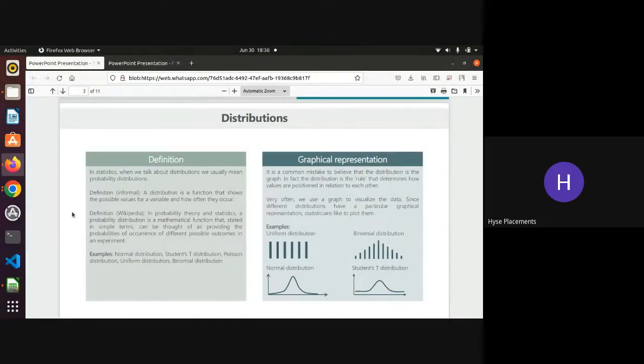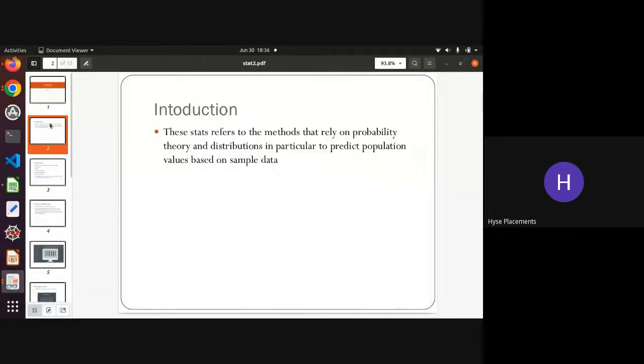Okay. So the next topic we are going to enter is called inferential statistics. So what do you mean by inferential statistics? Let us see. These stats refer to the methods that rely on probability theory and distributions, in particular to predict population values based on sample data. So that's what we have done, right? We have used sample means and we have predicted the population mean actually.